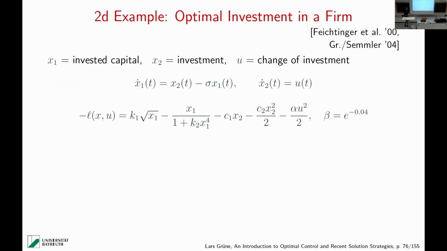Okay, let me show you a little example. This is an economic example of this Viennese school of optimal control in economy, Gustav Feichtinger and others. This is an example about optimal investment in a firm, and we have two variables here. X1 is the invested capital, X2 is the current investment, and U is the change of investment, right? So what you do is you really look at a change of investment. If you are at the stock exchange and want to buy more shares from whatever company, that's easy, right?